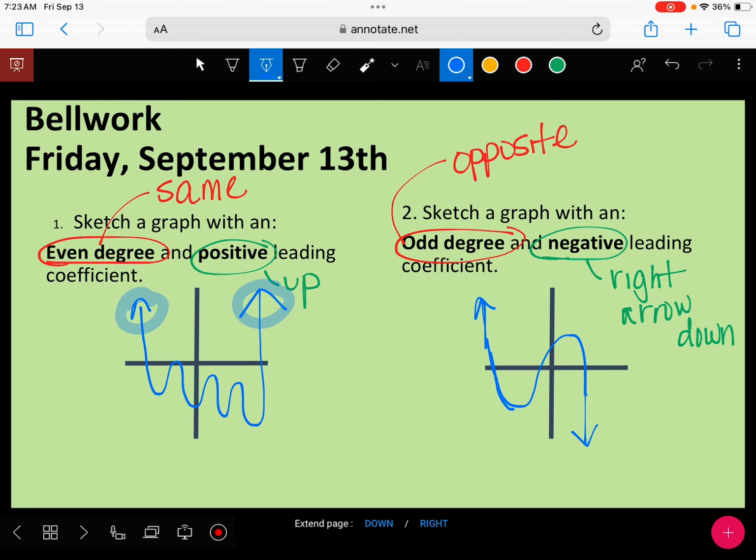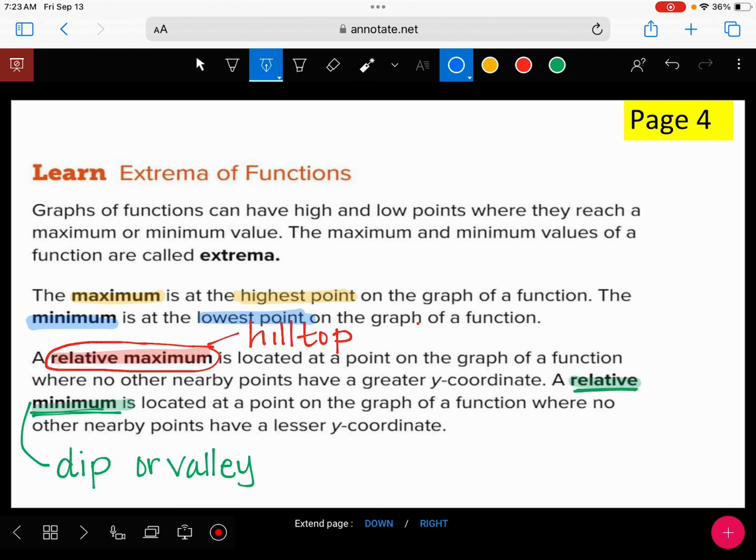Okay, take out your note packet. We're going to talk about some new vocabulary today. Go to page 4. If you have a highlighter, I do have some. There's 4 vocabulary terms on this page that we need to talk about. I'm going to go ahead and write them over here too.